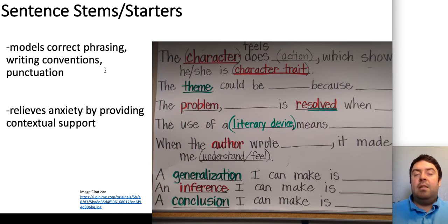So a sentence stem basically starts with some language the teacher provides, and then it ends with like a blank or opportunities for students to complete the sentence on their own. So, "The problem of the story was..." and then the students would complete that. Or "This was an interesting article because..." So it's modeling correct phrasing, and also it could be modeling academic writing in general.